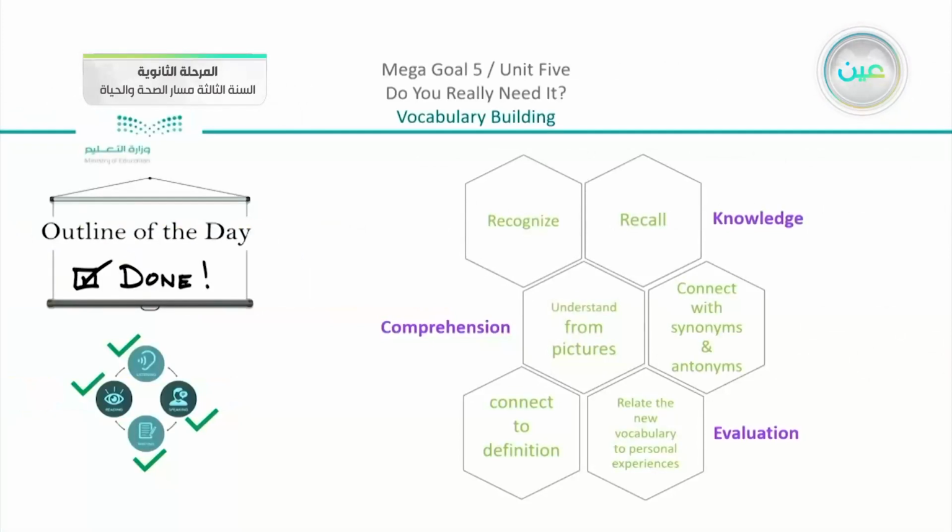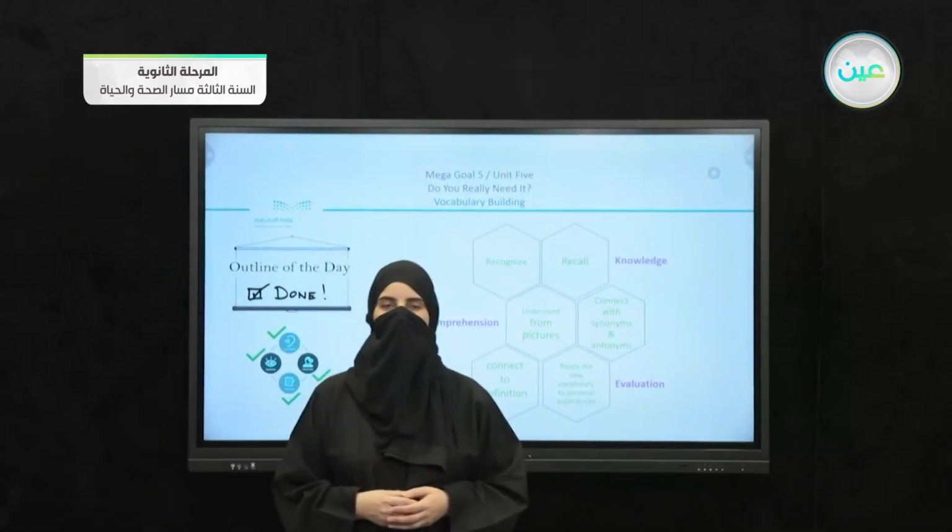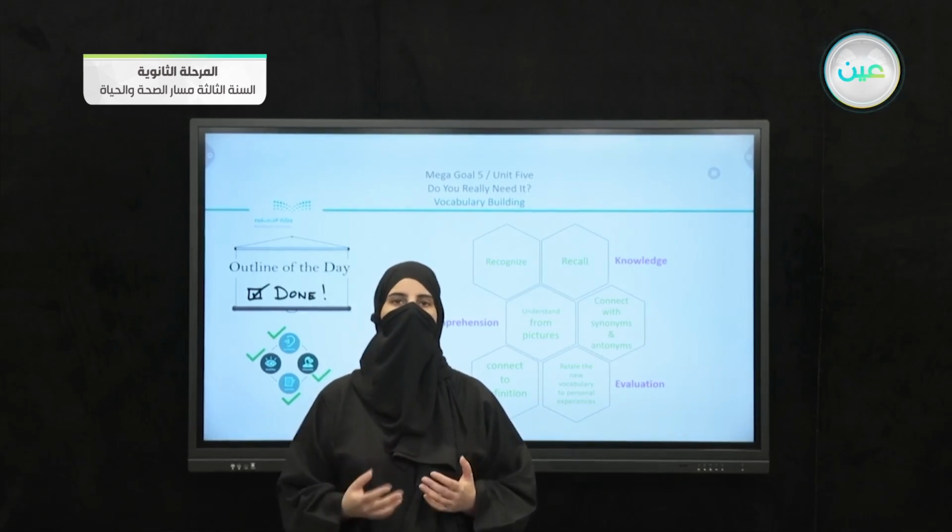So at the very end, we have our outline for the day. We recognized the words and recalled previous meanings. We also understood in the comprehension part some words from pictures and others from synonyms and antonyms and connected to other different words. And at the very end, we connected two definitions and we related the words to different examples and personal experiences, like the example that I gave you about Ahmed. So this is our lesson for the day. Be prepared for our next lesson, which is the reading, and keep on thinking about advertisements.